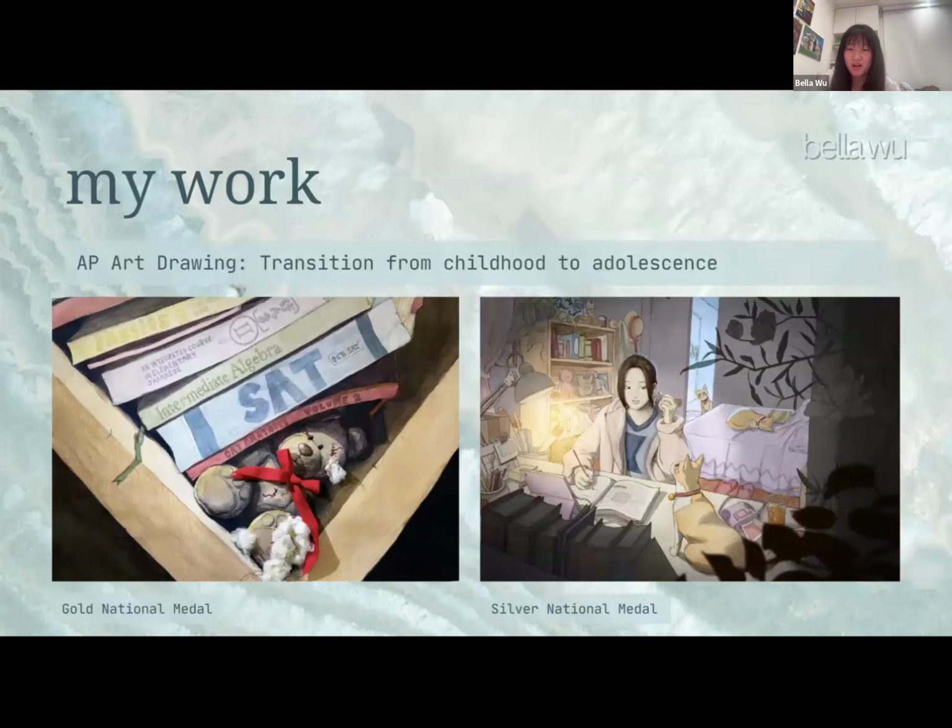My AP Art drawing topic was the transition from childhood to adolescence. The work on the left was called Buried, and it ended up winning a Scholastic Gold National Medal. The one on the right is a watercolor with digital overlay, called Study Buddies, which won a Scholastic Silver National Medal.